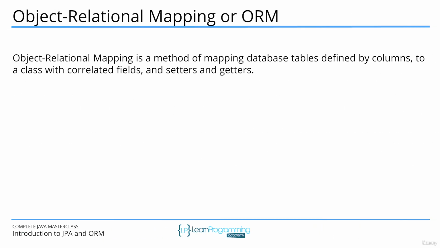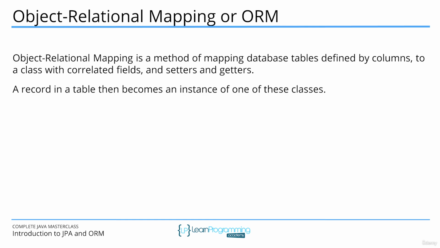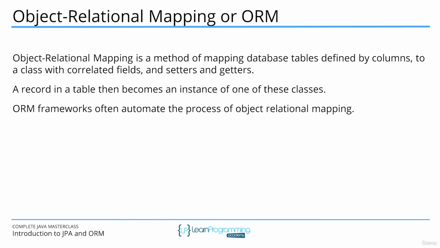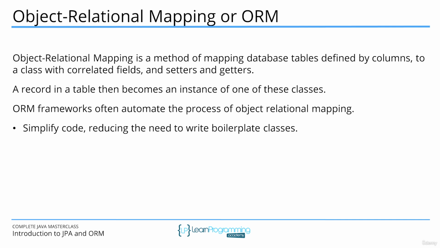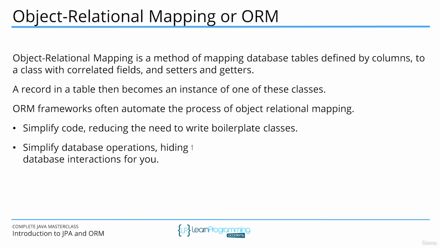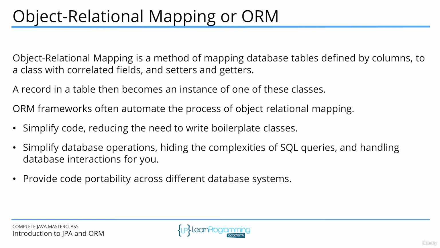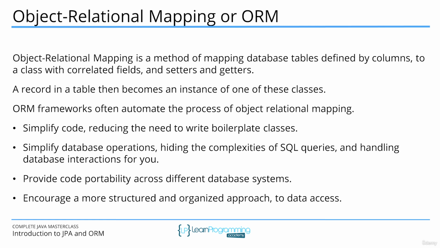Object Relational Mapping is a method of mapping database tables defined by columns to a class with correlated fields and setters and getters. A record in a table then becomes an instance of one of these classes. ORM frameworks often automate the process of object relational mapping. They simplify code, reducing the need to write boilerplate classes. They simplify database operations, hiding the complexities of SQL queries and handling database interactions for you. They provide code portability across different database systems. ORM frameworks also encourage a more structured and organised approach to data access.